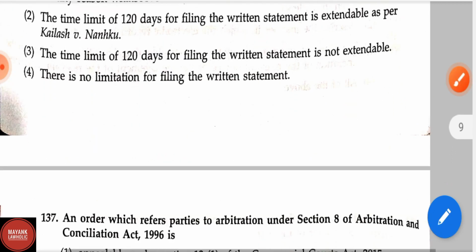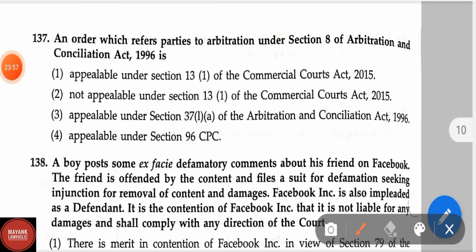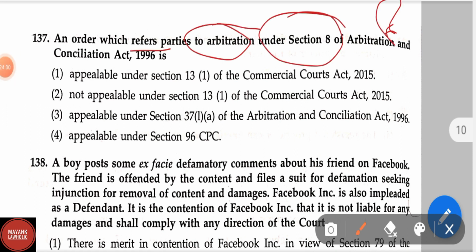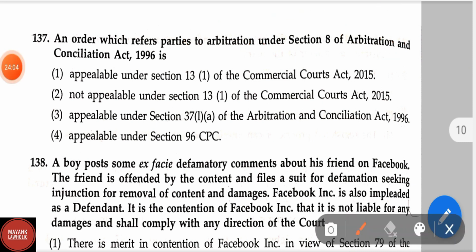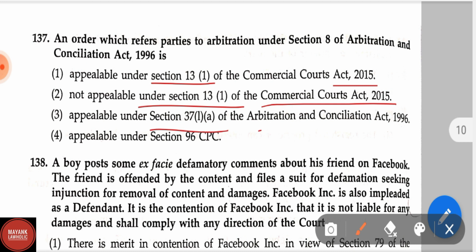Now let us see question number 137. An order which refers parties to arbitration under Section 8 of the Arbitration and Conciliation Act 1996 is: options are appealable under Section 13 clause 1 of the Commercial Courts Act 2015, not appealable under Section 13 clause 1 of the Commercial Courts Act 2015, appealable under Section 37 clause 1 clause (a) of the Arbitration and Conciliation Act 1996, appealable under Section 96 of CPC.